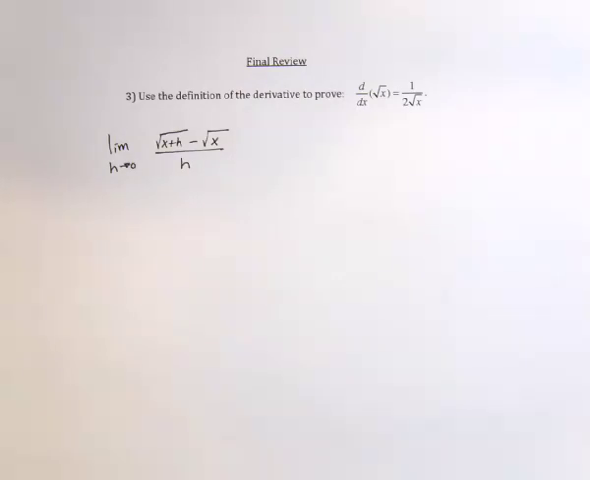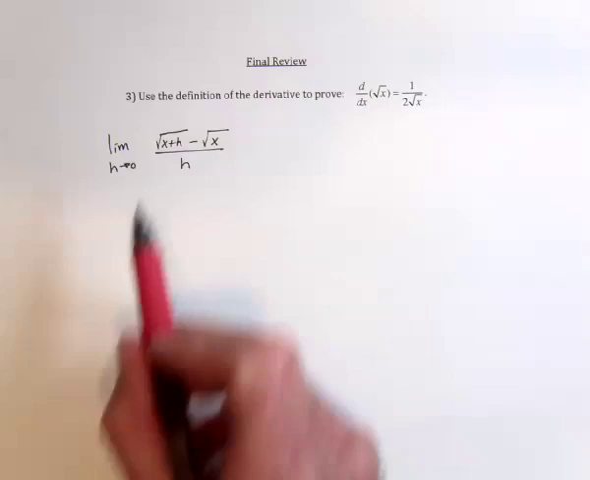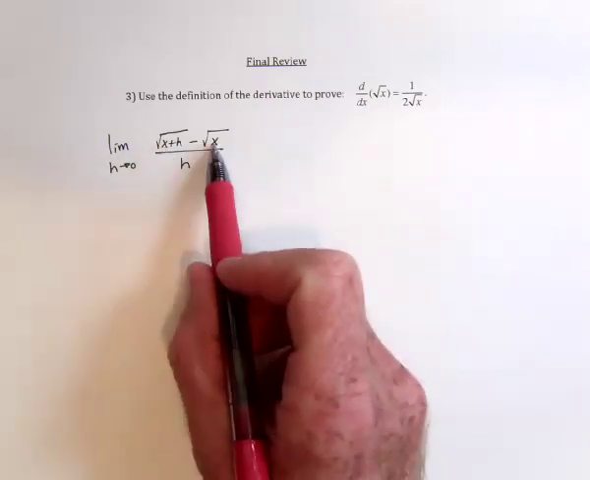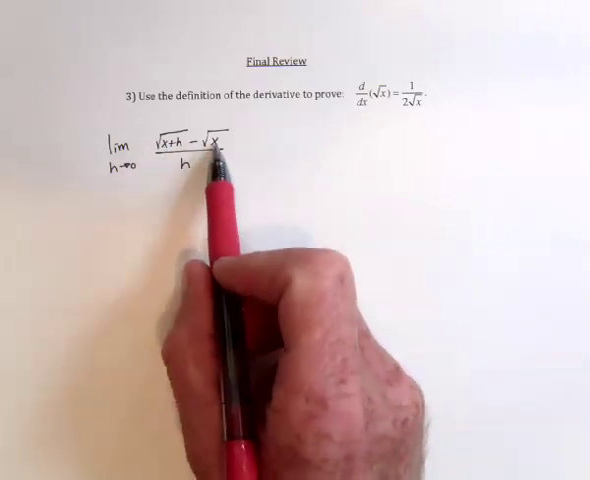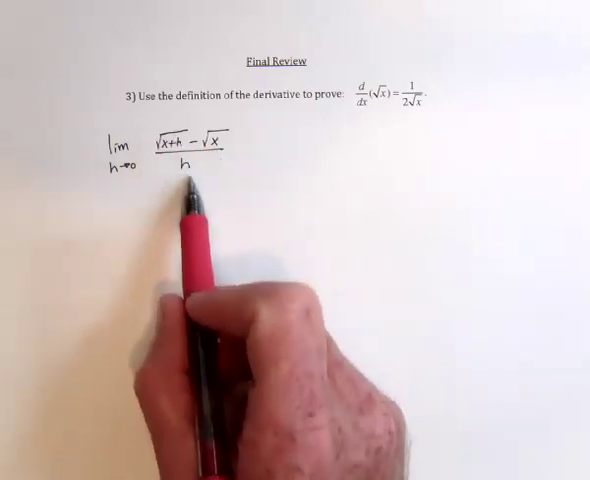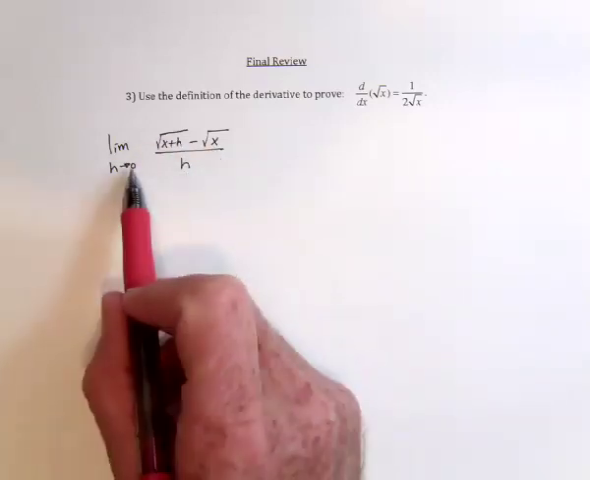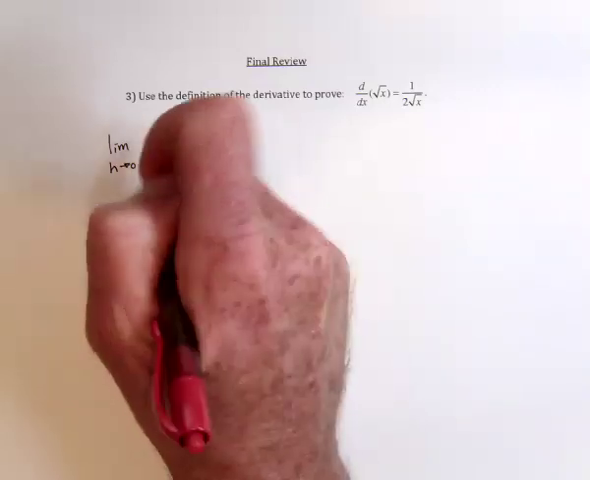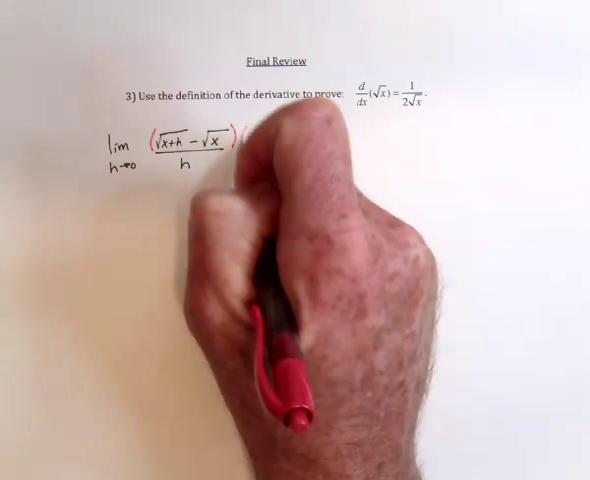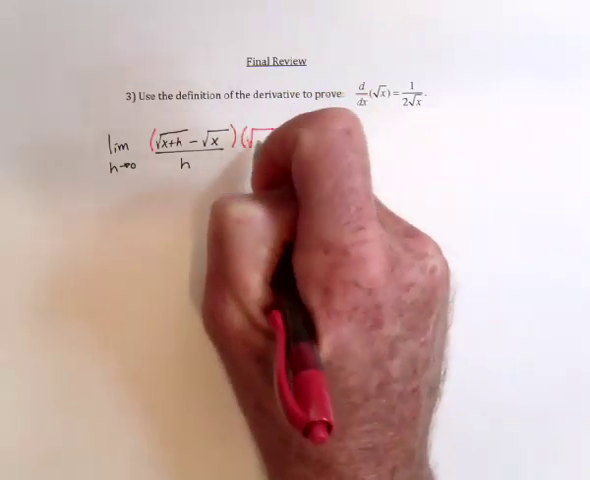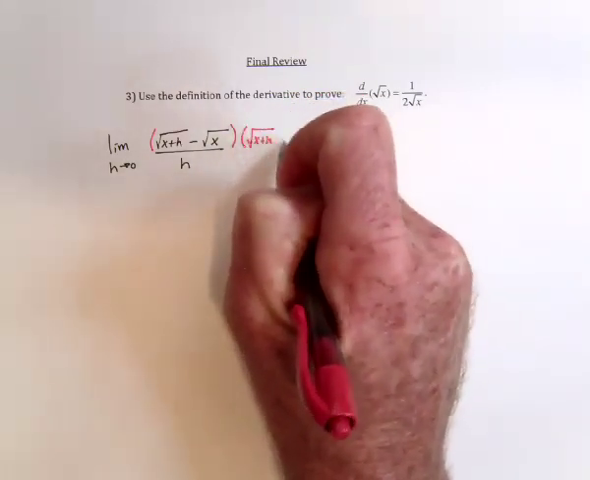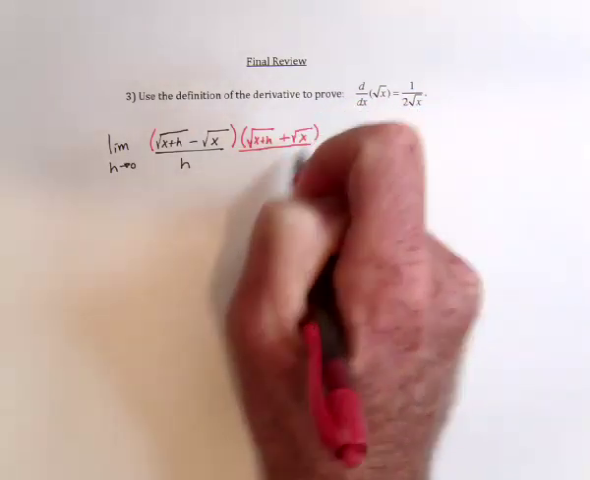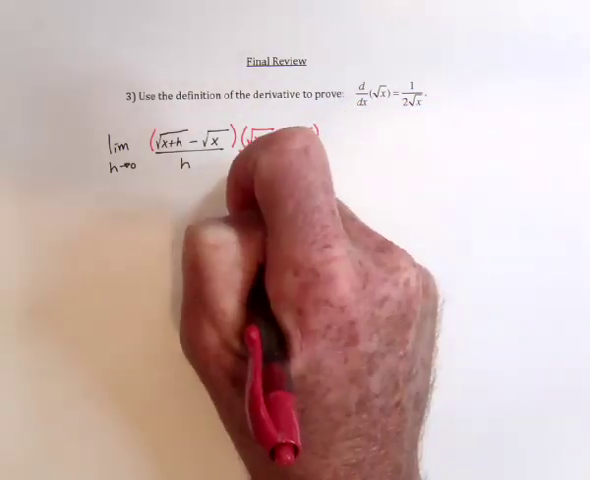So if you can imagine these square roots not there, what would happen is we would have this, so it would be x minus x, those would be gone, and then the h's would cancel, and then we would no longer have division by 0. Well, in order to get rid of the square roots, multiply by the conjugate, the square root of x plus h, and then plus the square root of x. And that needs to be done on the numerator and denominator.